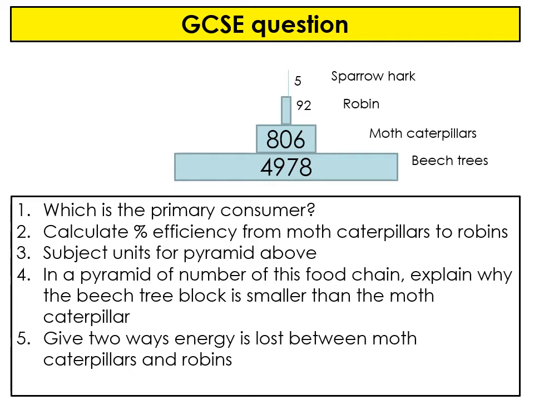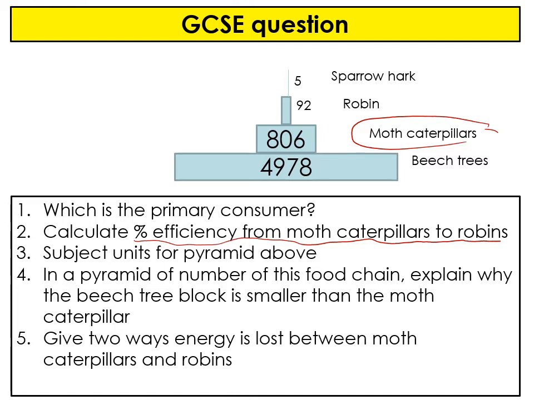Okay, so if you've returned now, hopefully you've identified that our primary consumer will be our second trophic level, so our moth caterpillars. You've been asked to calculate the percentage efficiency of the transfer from the moth caterpillars to the robins. Okay, so there's our moth caterpillar and there is our robin.